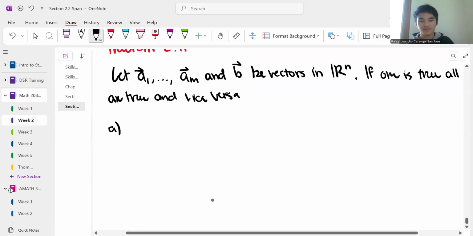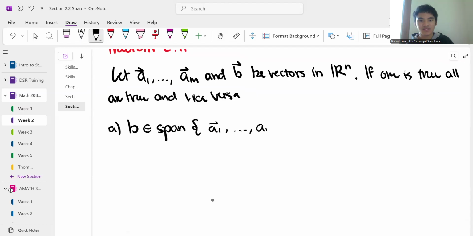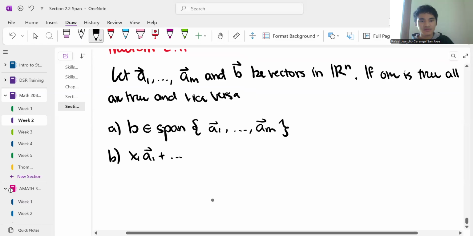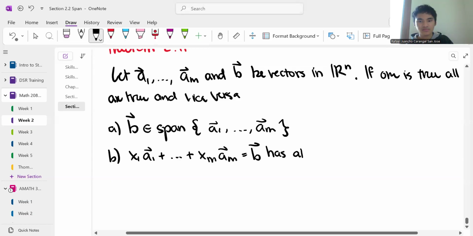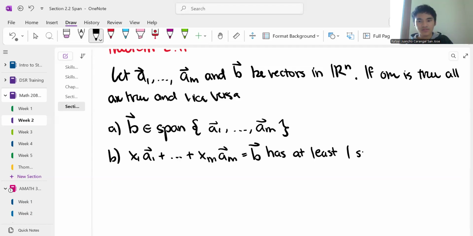Okay, so statement A is that B is part of the span of A sub 1 to A sub m. That's true. B says X sub 1 A sub 1, all the way to X sub m A sub m, equals B, has at least one solution. And if it has, then it's in the span, right?